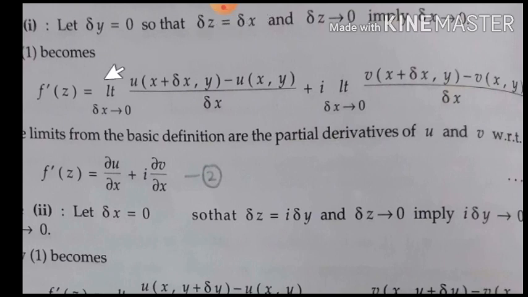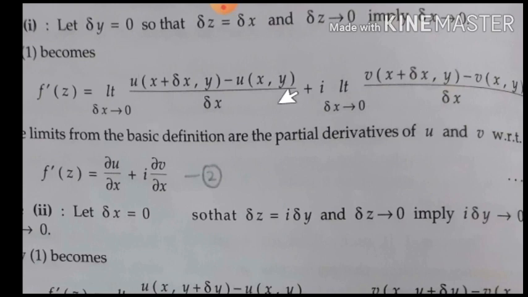In the above derivation, limit delta z is tending to 0. So I should not write delta z now; in place of delta z I should write delta x tending to 0. So the above equation will be limit delta x tends to 0, u of x plus delta x, and since delta y is 0 only y will be left out, minus u of x y divided by delta x, plus the imaginary part, where delta y we are making 0, v of x plus delta x comma y, minus v of x comma y.